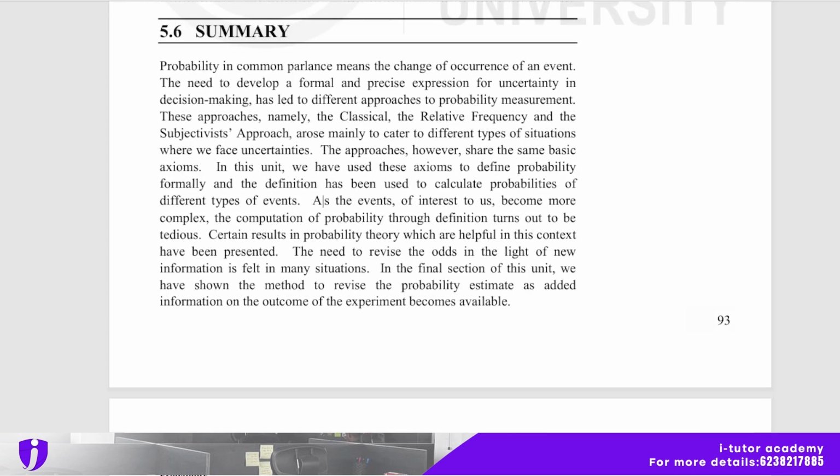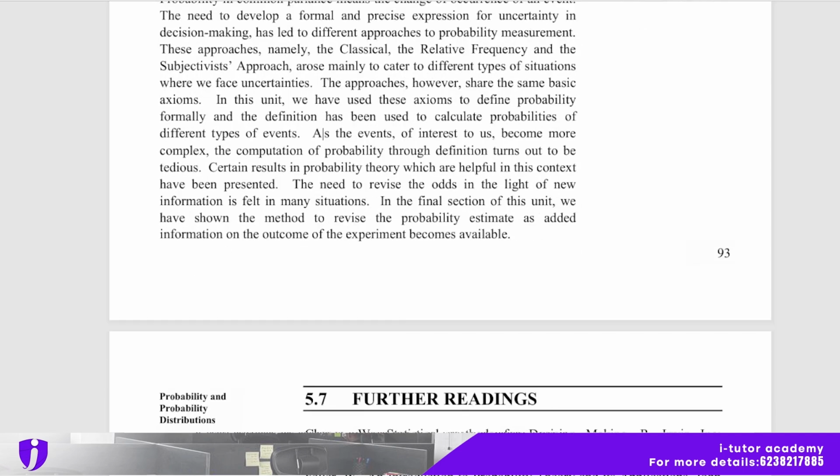Probability in common parlance means the chance of occurrence of an event. The need to develop a formal and precise expression for uncertainty in decision making has led to different approaches to probability measurement. These approaches, namely the classical, the relative frequency and the subjectivist approach, arose mainly to cater to different types of situations where we face uncertainty. The approaches, however, share the same basic axioms, and in this unit we have used these axioms to define probability formally.